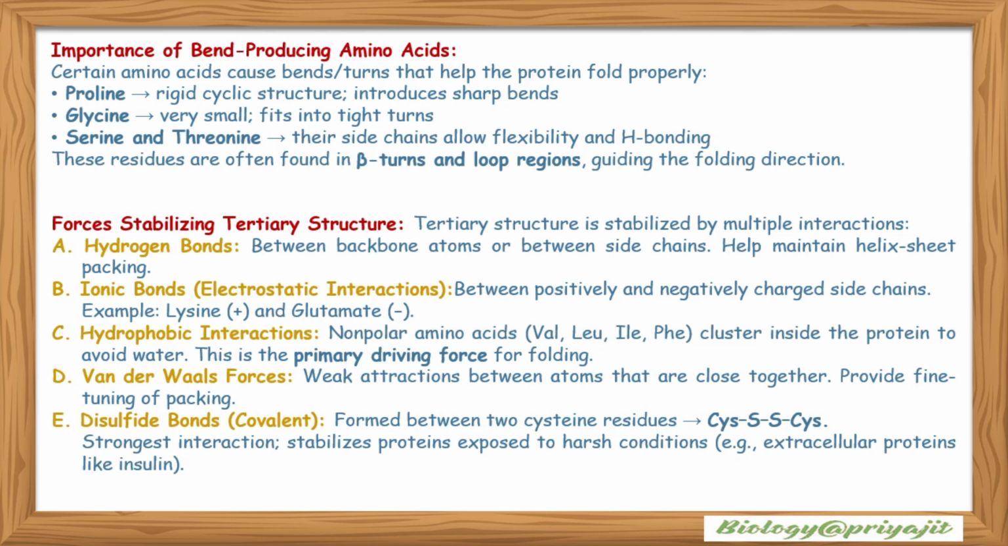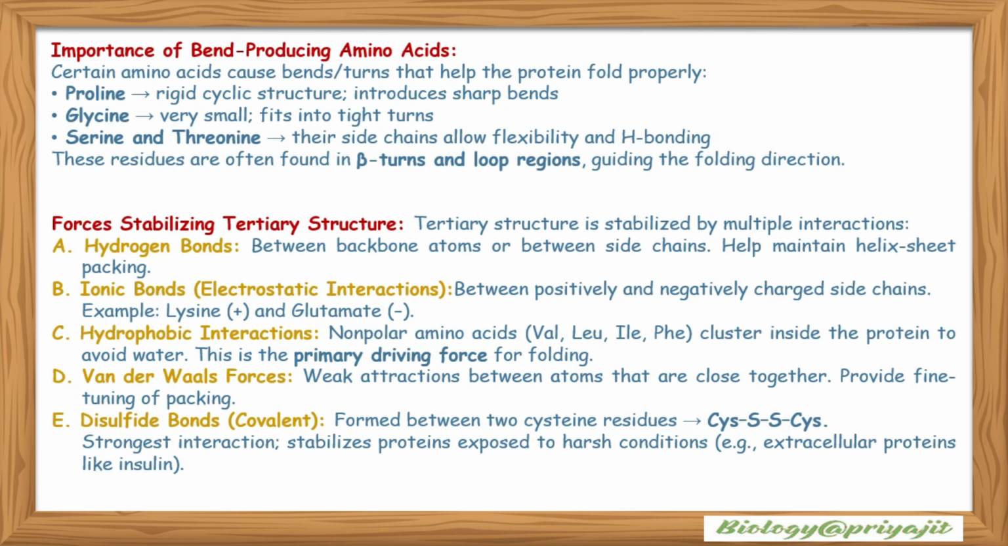Forces stabilizing tertiary structure. Tertiary structure is stabilized by multiple interactions such as hydrogen bonds. They are found between backbone atoms or between side chains, and they help maintain helix and sheet packing. Ionic bonds are located between positively and negatively charged side chains such as lysine, glutamate, etc. Hydrophobic interactions are found among nonpolar amino acids like valine, leucine, isoleucine, phenylalanine, and they cluster inside the protein to avoid water. This is the primary driving force for folding.